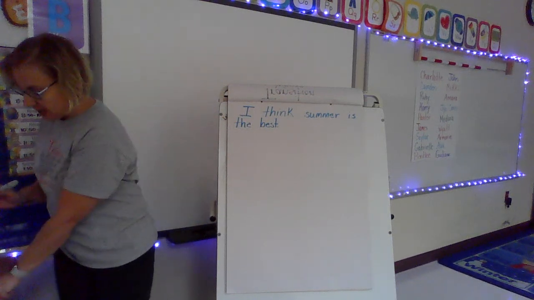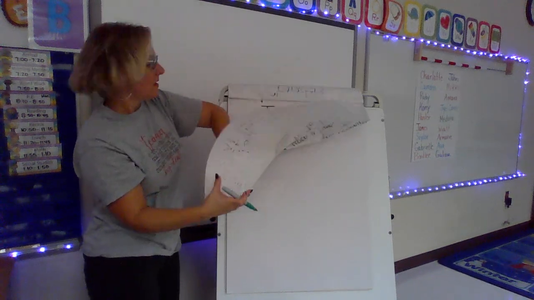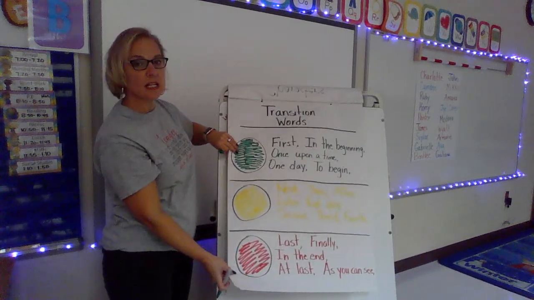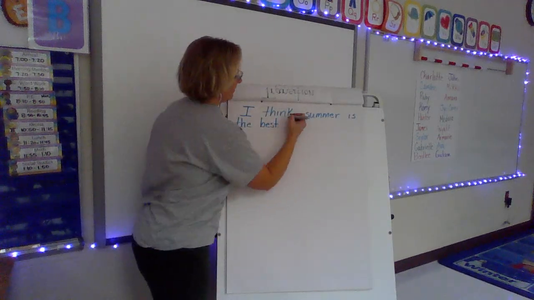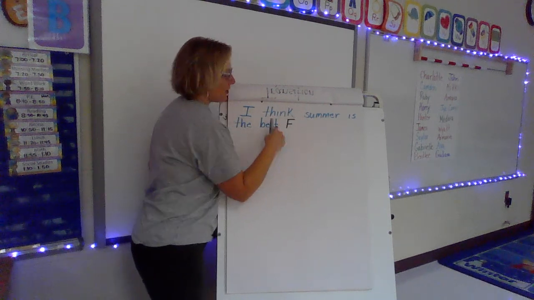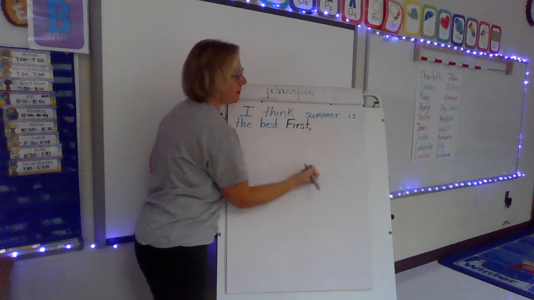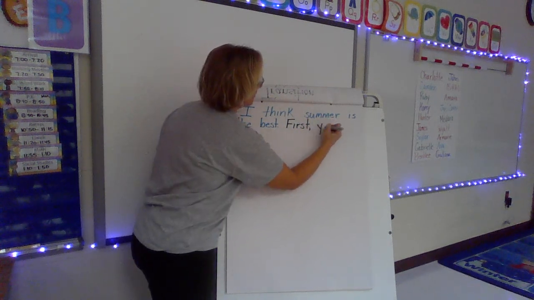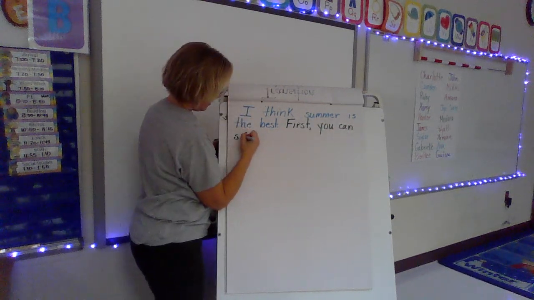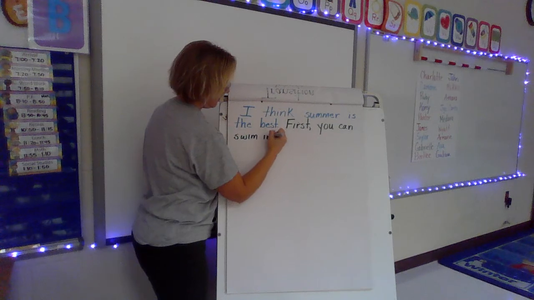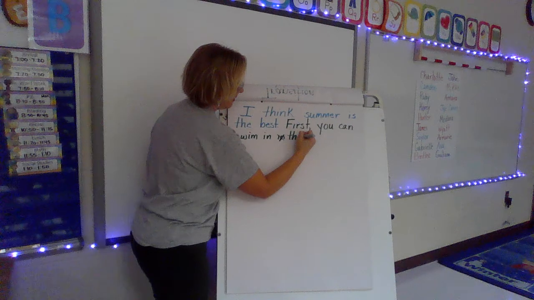The first color we had is green. I'm going to flip my chart over so you can see. Some of those green words would be first, in the beginning, once upon a time. I think I'm going to start with the word first. I start right after I ended my other sentence. First, comma, you can swim in the pool.